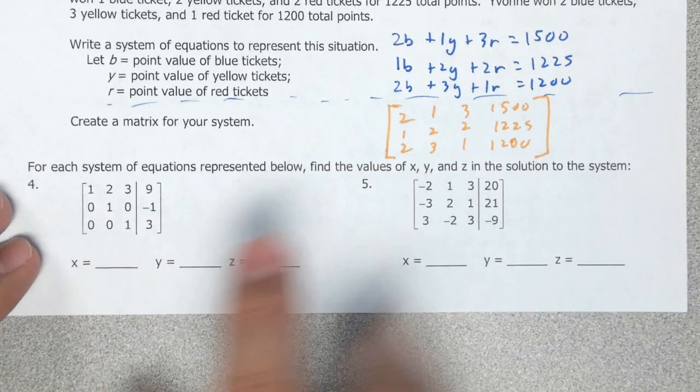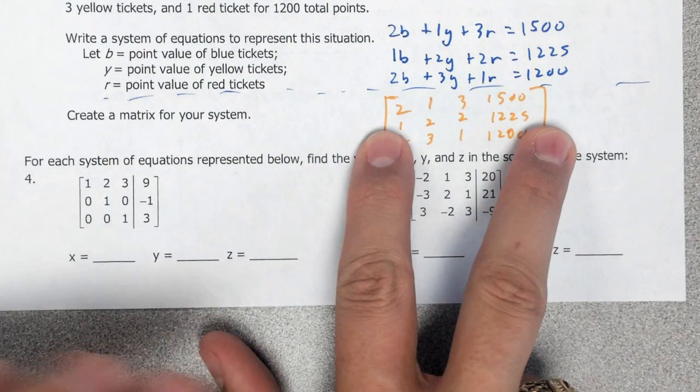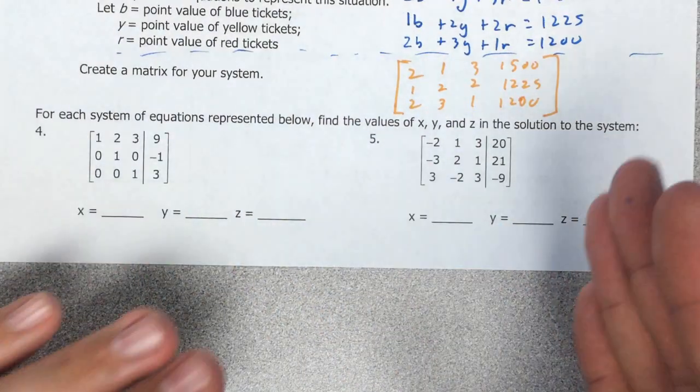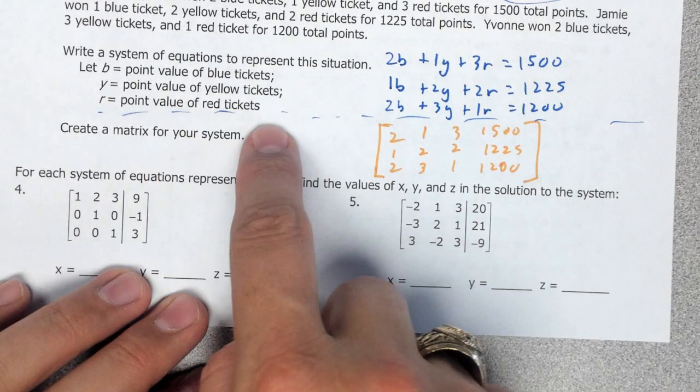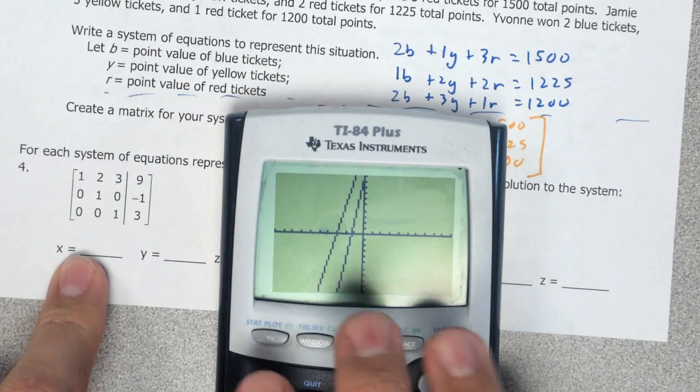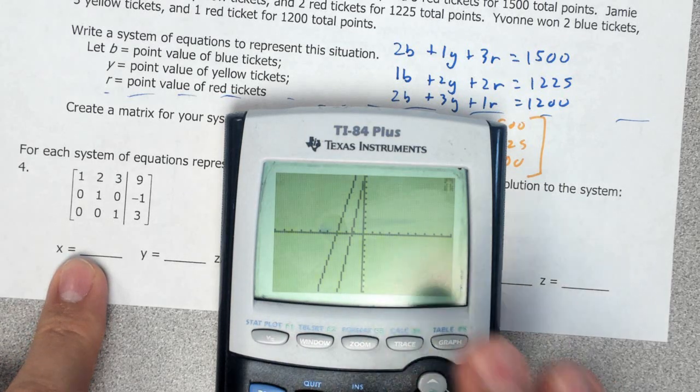Okay, number 4 and 5. I'm not going to go ahead and solve this because on 4 or 5 we're going to plug these in the calculator and get x, y, and z. If this asks us to solve it, this is how we do it right down here. Alright, 4. Let's go ahead and put that in the calculator.